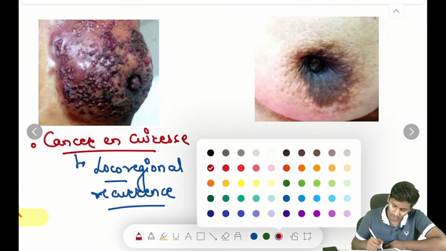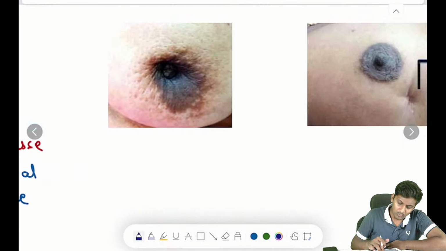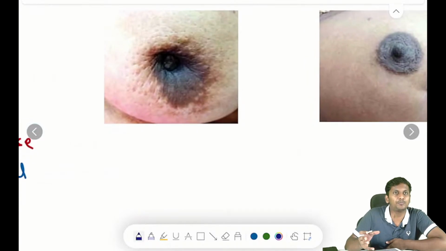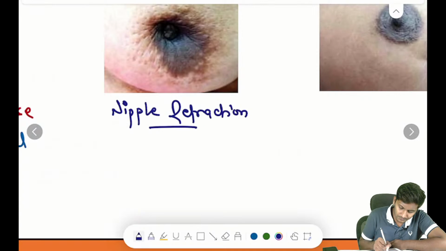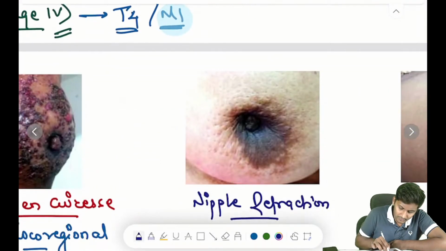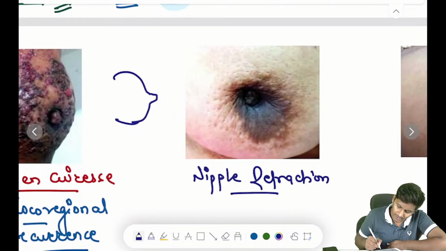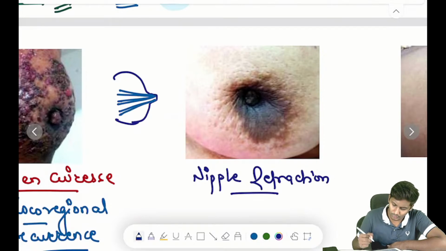Next important, what is this? Can you see the nipple has been pulled inside? If the nipple is pulled inside, it is known as nipple retraction. For example, if this is your breast tissue with cancer, at the level of the nipple a lot of lactiferous ducts are going to open.